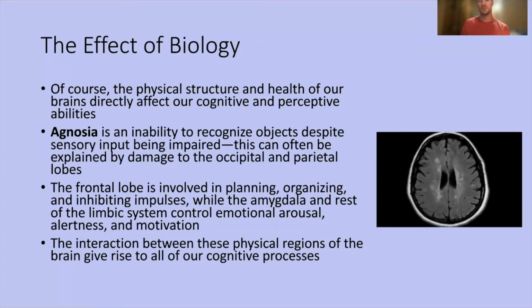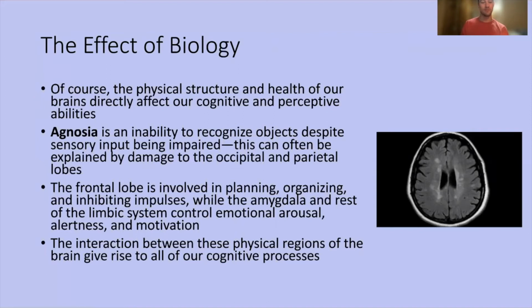Scientists can induce lesions on the brain, even temporary lesions, just to see what abilities are impaired with it. For example, the frontal lobe is involved in planning and organizing and inhibiting impulses, while the amygdala and the rest of the limbic system control emotional arousal, alertness, and motivation. The interaction between all of the physical regions of the brain gives rise to our cognitive processes. So we're using multiple parts of our brain all the time.